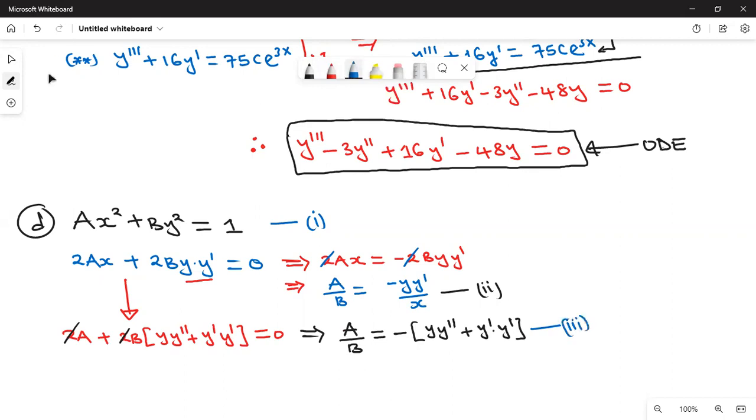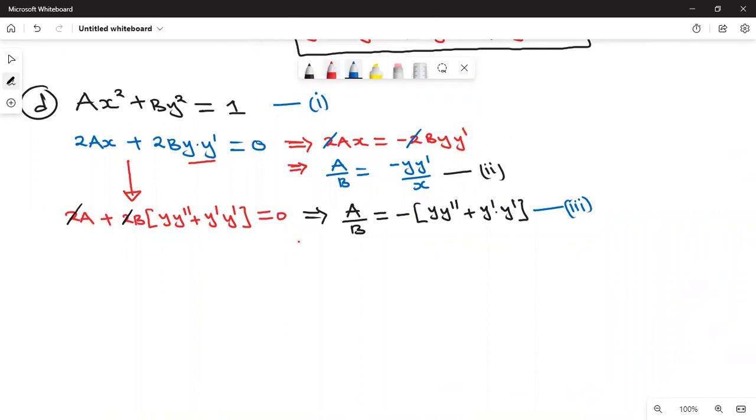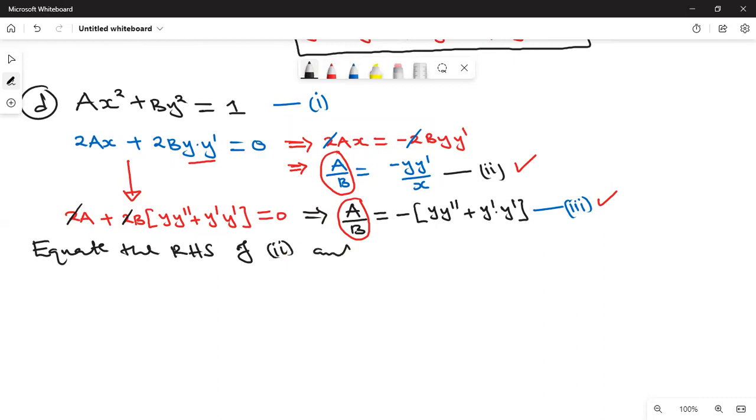Remember, I want to get rid of a and b. Look at equations 2 and 3. This one and this, I can equate them because the left-hand side is a over b. So I can equate the right-hand sides of those two equations. So you write, equate the right-hand sides of Roman 2 and Roman 3. So what do we get? Let's start with Roman 2.